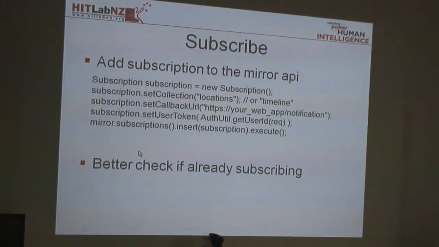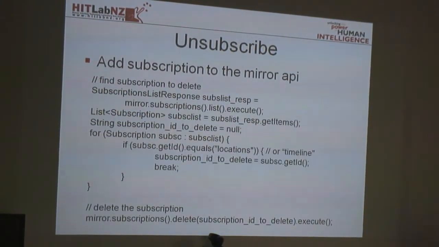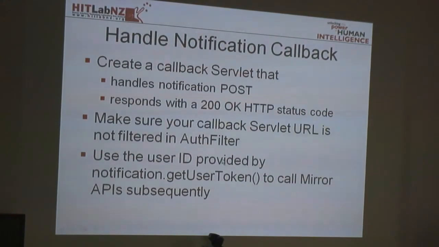When you're doing subscription, it's better to add code to check whether you're already subscribing or not. I've shown you that code earlier. That's the code to add a subscription, and this is the one to delete a subscription. You'll have to create a servlet, and that servlet should handle the POST notification sent by the Mirror API server, then respond back with an OK result.